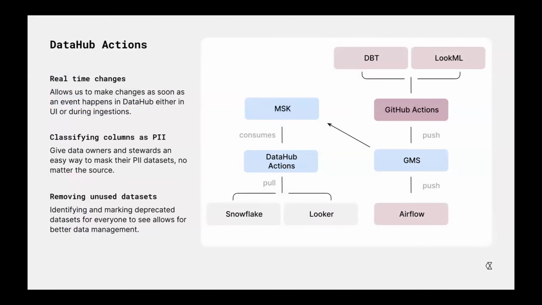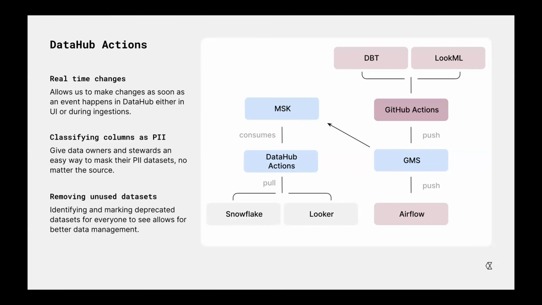So why do we use DataHub Actions? The most important reason is that it allows us to make real-time changes as soon as an event happens in DataHub, either through the UI or during the ingestions. Two main important use cases that we use it for are to classify columns as PII, and also to remove unused data sets that we have in our data warehouse.